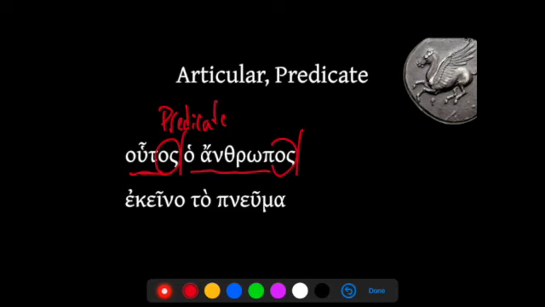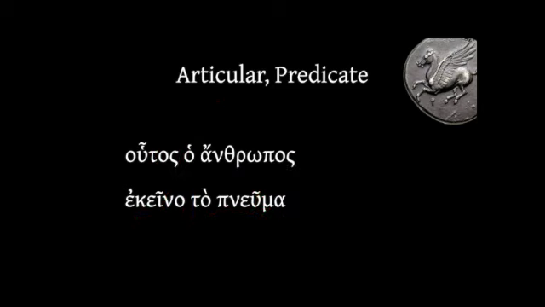Same thing for ekeino, ekeino to pneuma. Again, look, it's outside of our article noun construction. And so this is going to be predicate position. We've got our far demonstrative, and so we're going to translate it that spirit. So this man, that spirit. And then note here, ekeino is going to agree with our noun in case, number, and gender.